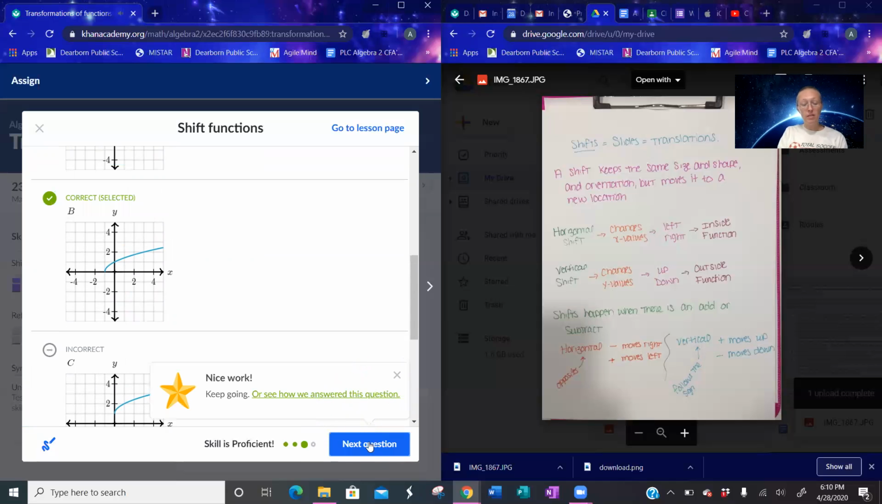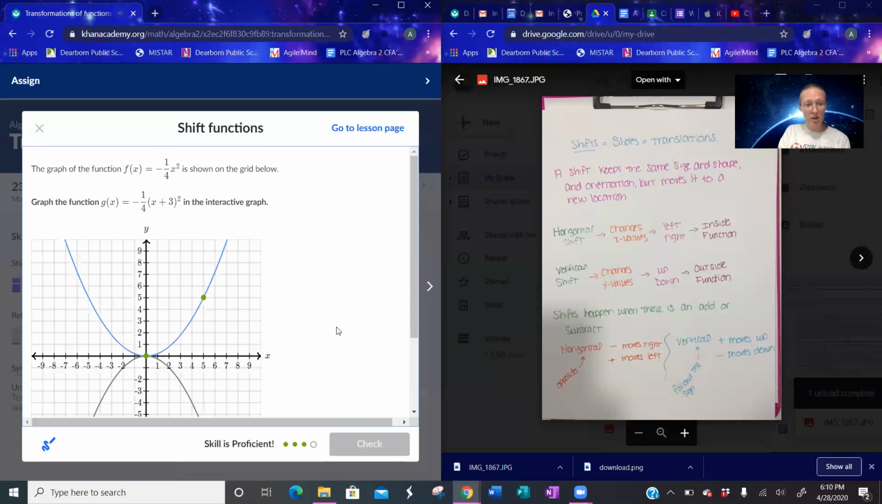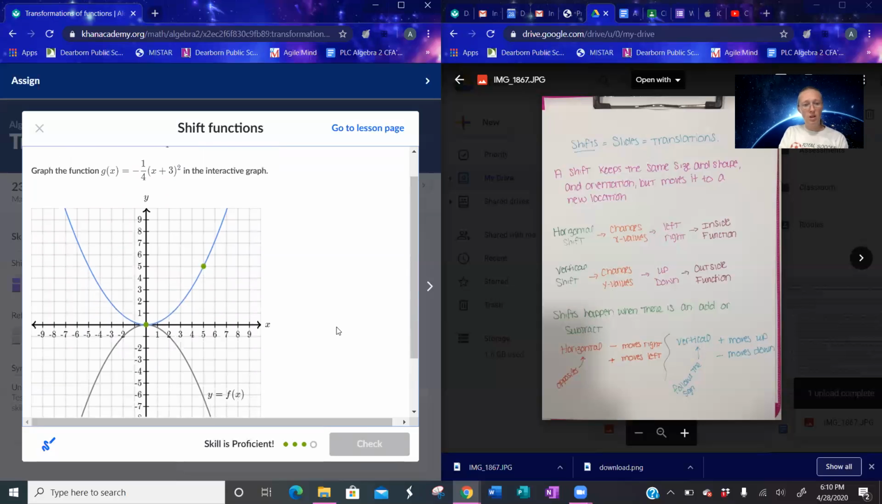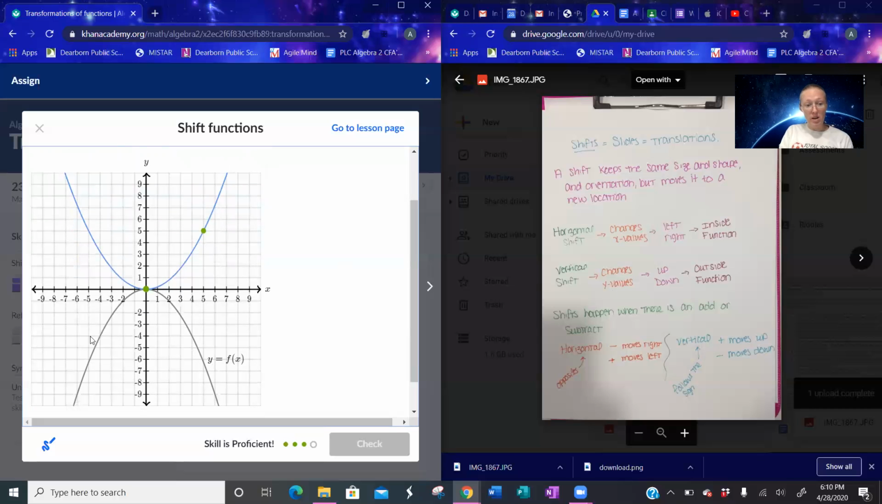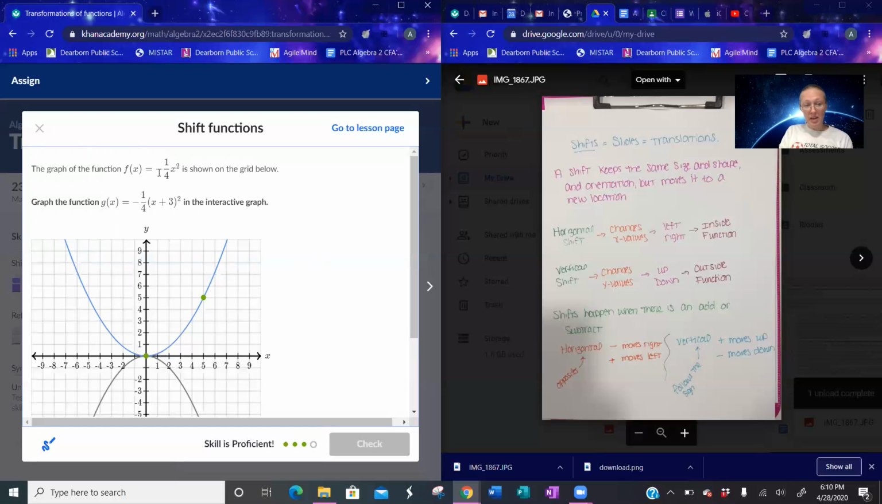Boom. All right, let's look at this last one really quick. Let's see what they give us. Ooh, this is an ugly one. The graph of the function -1/4 x squared is shown on the grid below. That's this one right here. Okay? See where this is a negative? That meant that it flipped this over the x-axis. It wants us to graph this equation here, -1/4 (x + 3) squared.